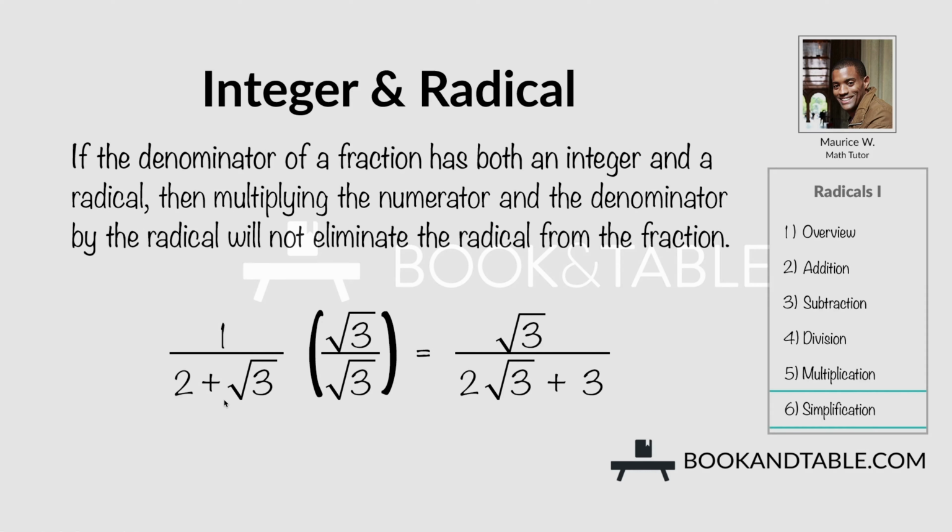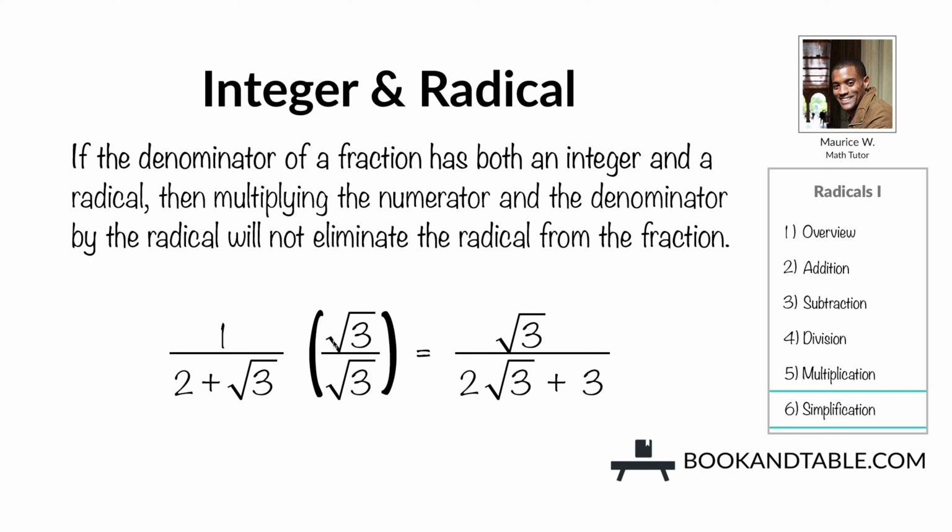If the denominator of a fraction has both an integer and a radical, then multiplying the numerator and the denominator by the radical will not eliminate the radical from the fraction. So in our previous section, since we had the square root of 3 in the denominator, we would multiply the numerator and the denominator by the square root of 3, and that would get rid of this radical.